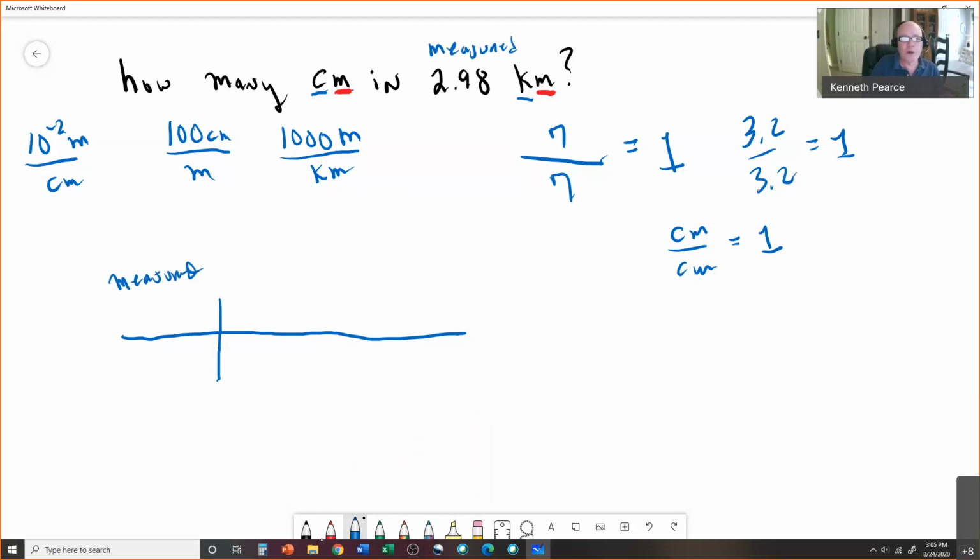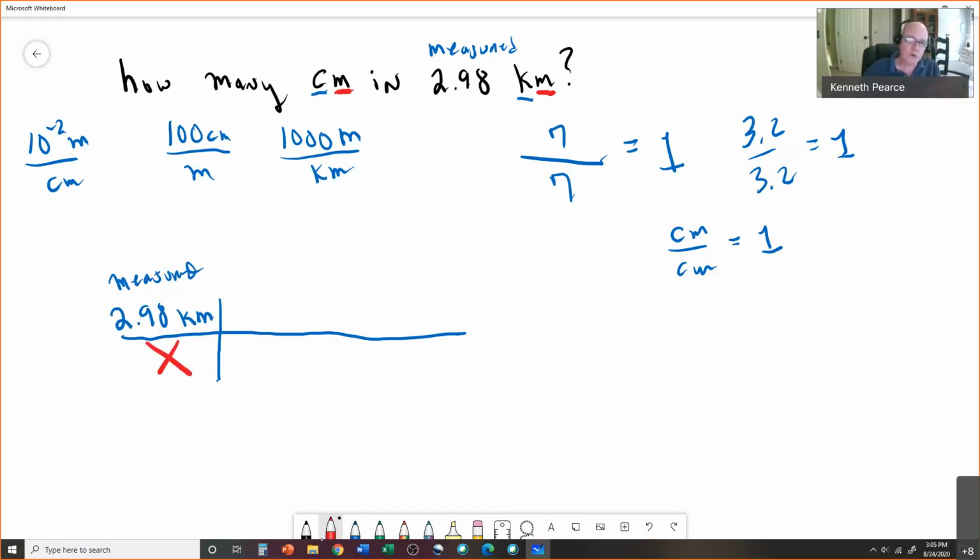So we always start with the measured number. That answers the question that a lot of folks might have, which is, well, where do I start? You always start with the measured number. So we go 2.98 kilometers. Okay, that's my measured number. There it is. I got it down. And by the way, most of the time, nothing should ever live there. Okay, generally we do one measured number at a time, even when we have more than one.